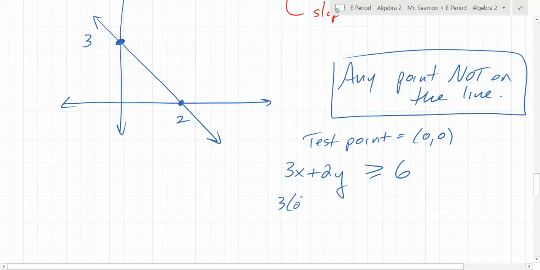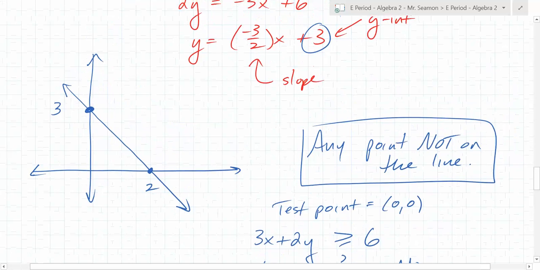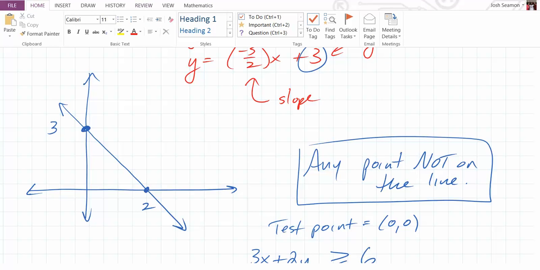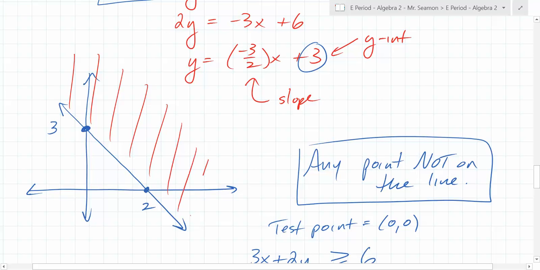So does 3 times 0 plus 2 times 0 come out greater than or equal to 6? No. So if (0, 0) doesn't make it true, what side do you have to shade? Do you shade the side where (0, 0) is, or the other side? The other side. Either one point works, all the points on one side work, or all the points don't work. We know we're going to shade one side, so if one side doesn't work, the other side does. If (0, 0) did work, we would shade the other side.